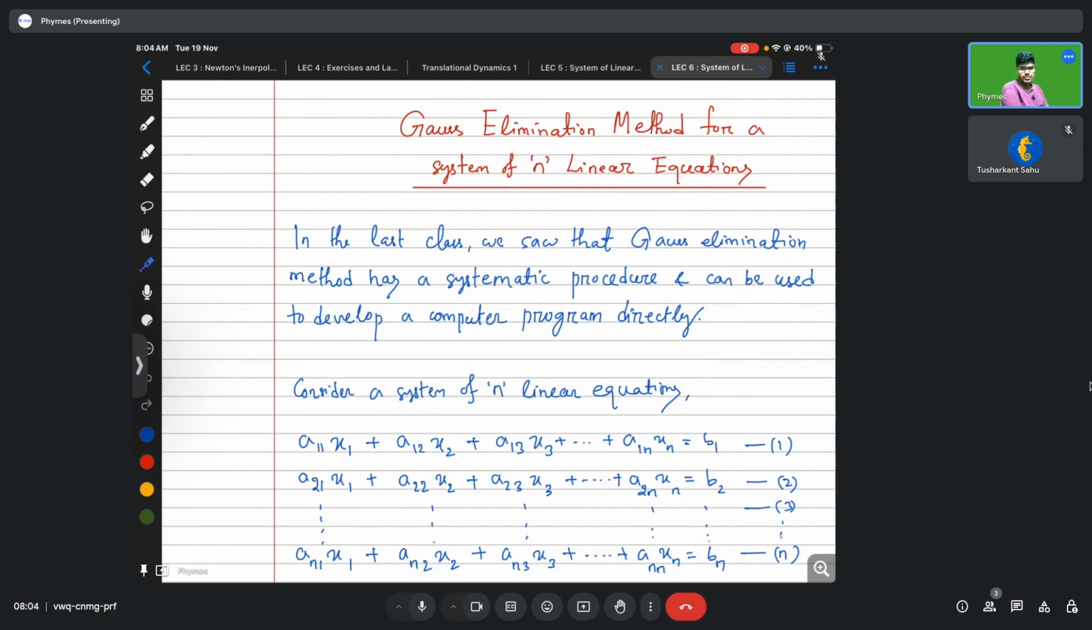Okay, so let's then start. So in the last class we discussed the Gauss elimination method, and today we are going to generalize this method.